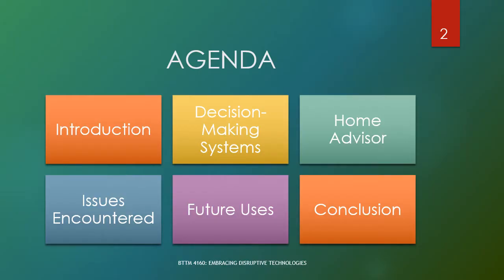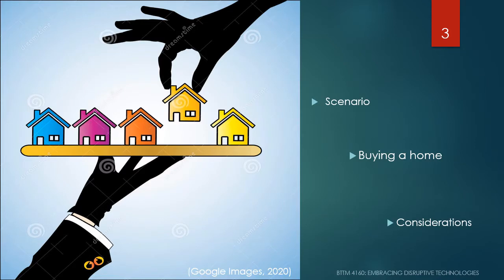I'll give a brief introduction on decision-making systems. I'll introduce my home advisor system, my issues encountered and future uses. So my scenario, buying a home. How easy is it to buy a home?